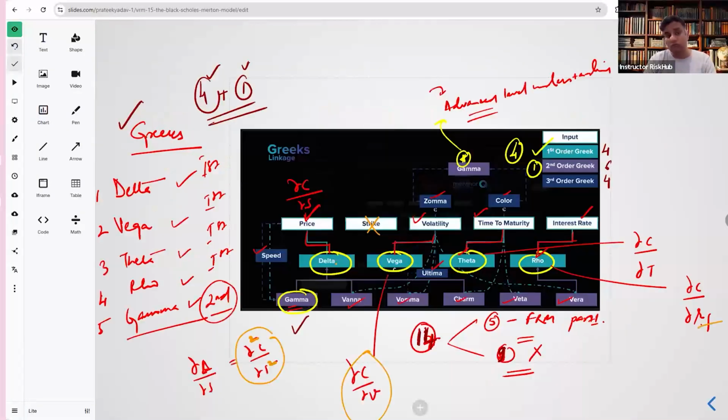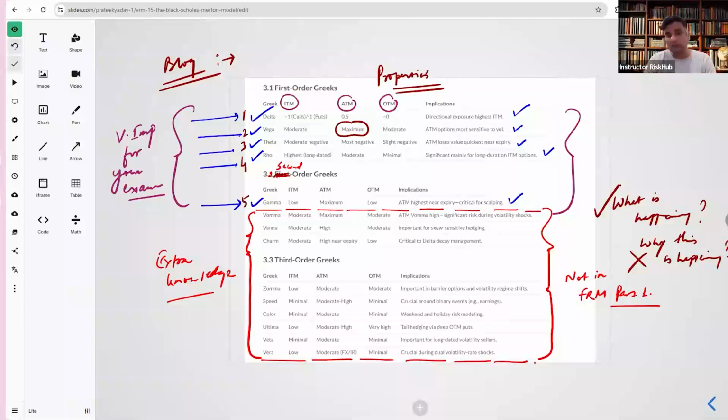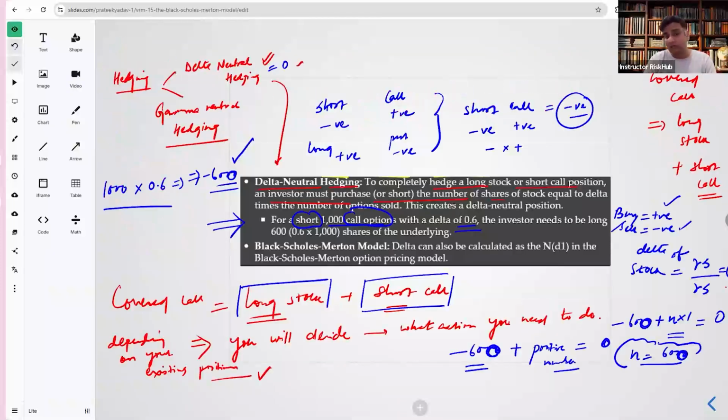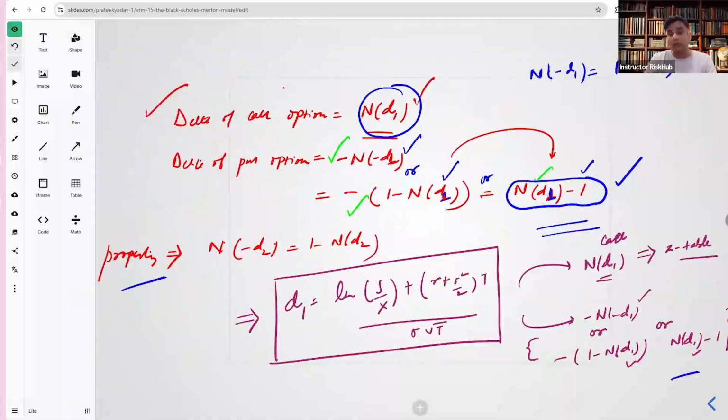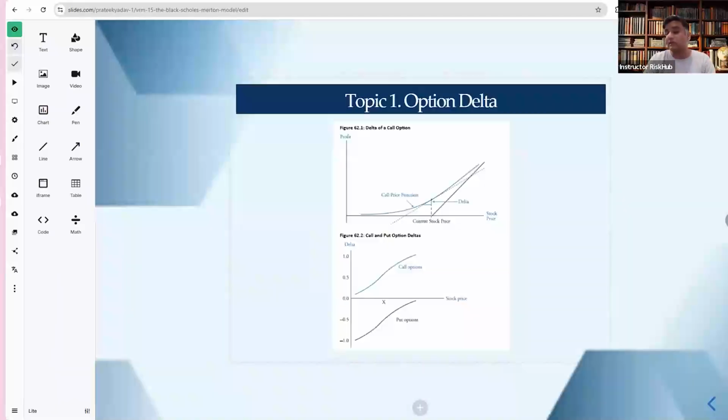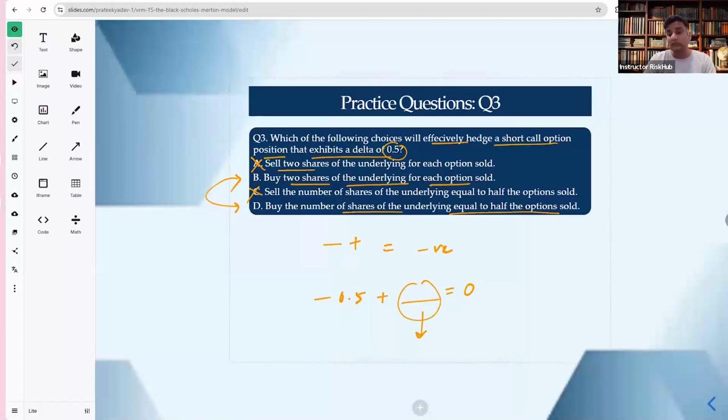Again, yeah, this is what I have to remember. Then delta neutral hedging, how we have to solve the question. Then this part I have to remember. Then this part I have to remember. Delta of call, N(d1), N(d1) minus 1, delta of put. That helped me solve how to hedge with put options, right? I have to solve with that, right?